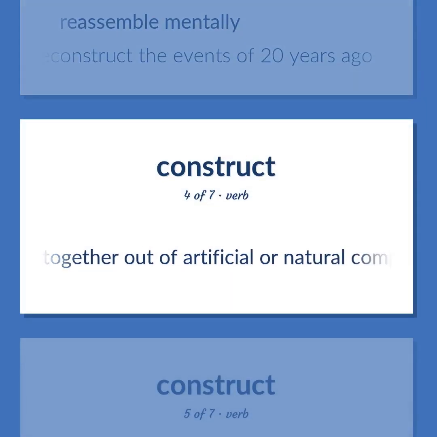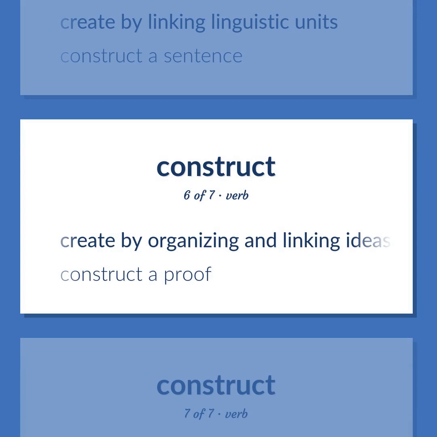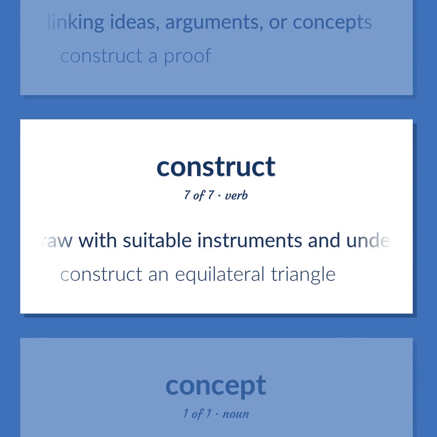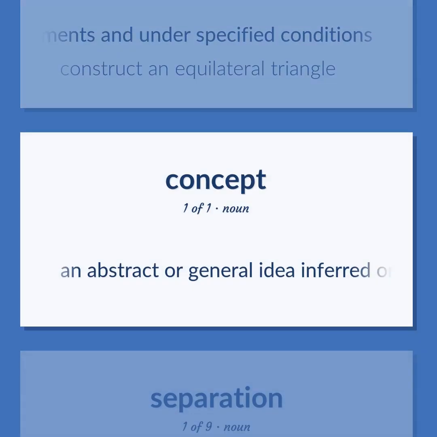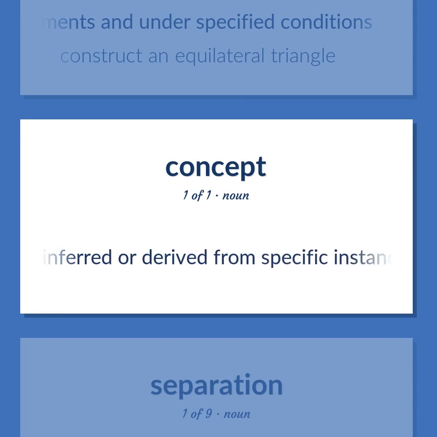Put together out of artificial or natural components or parts. Create by linking linguistic units. Construct a sentence. Create by organizing and linking ideas, arguments, or concepts. Construct a proof. Draw with suitable instruments and under specified conditions. Construct an equilateral triangle. An abstract or general idea inferred or derived from specific instances.